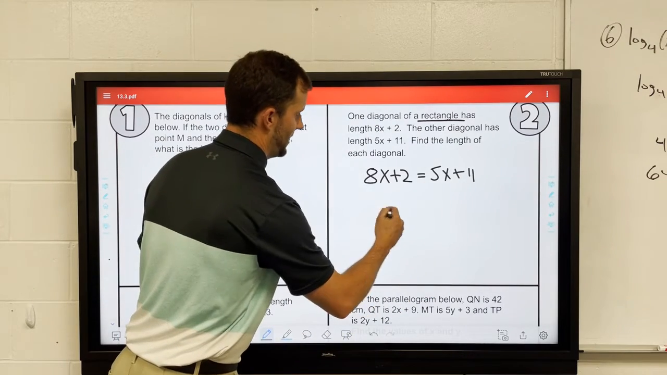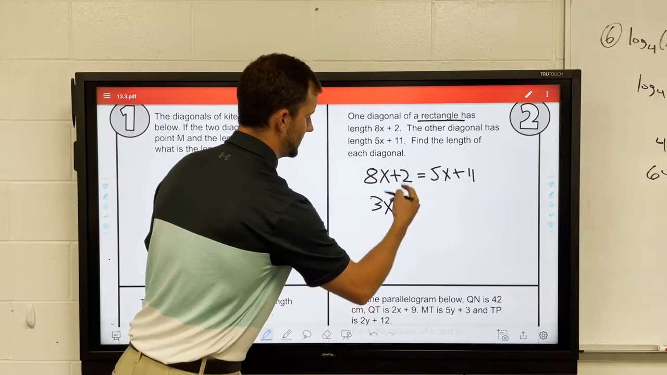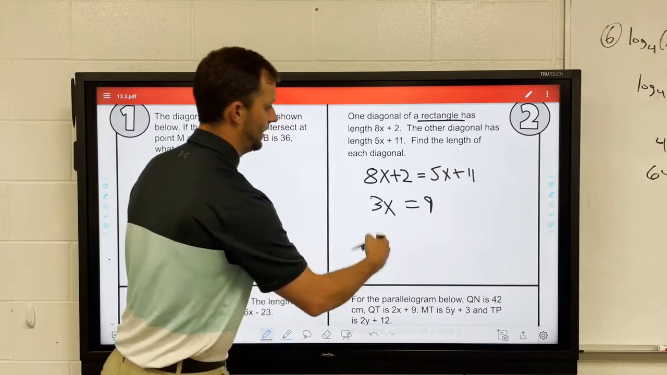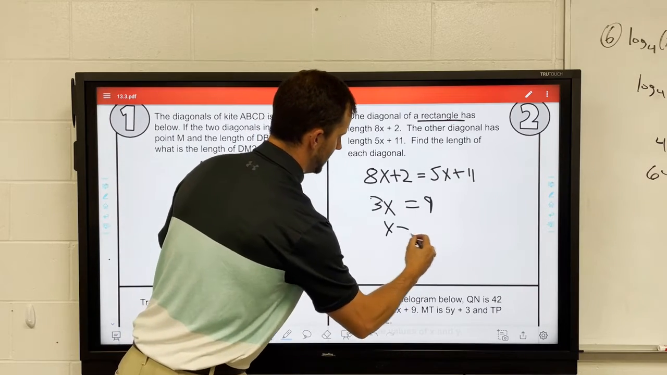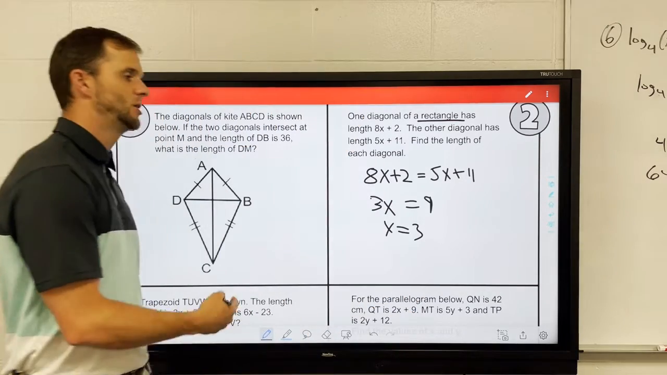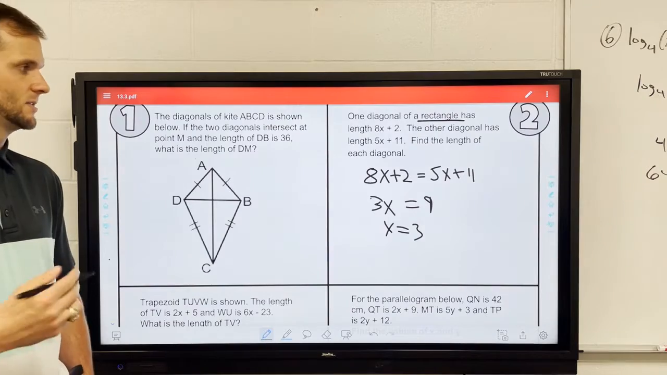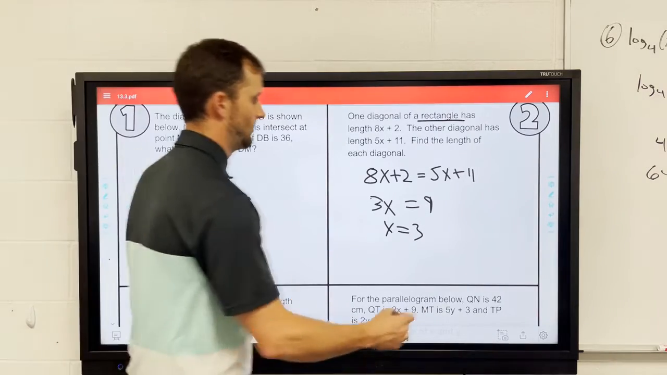So subtract 5 will give me 3. I'm going to subtract 2, which will give me 9. I'm going to divide by 3, which is going to end up giving me 3. And so now I just have to plug it back into one of them because they're equal to each other anyway. So I'm going to do this one.